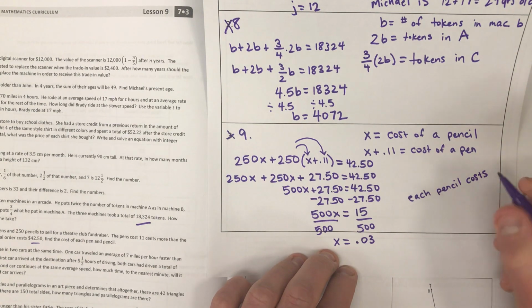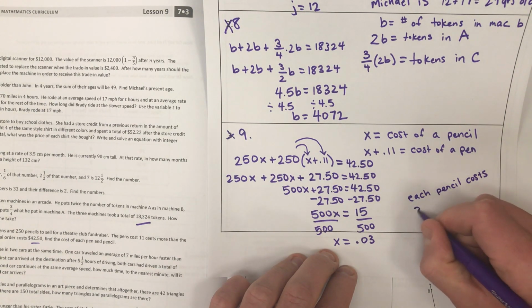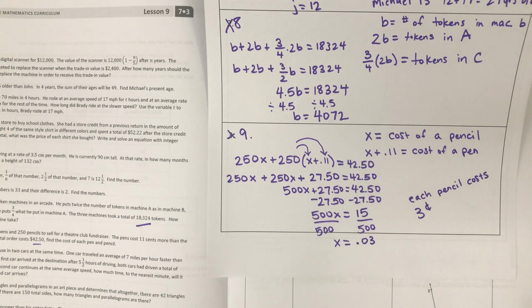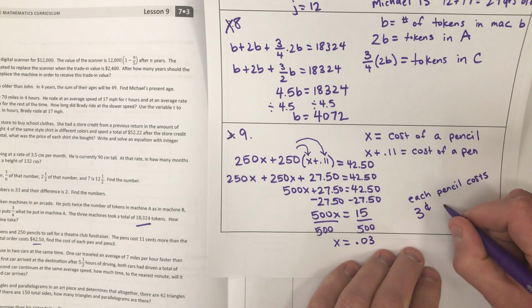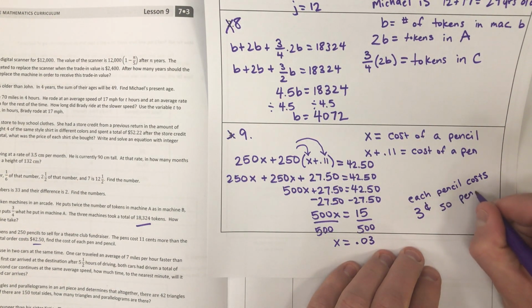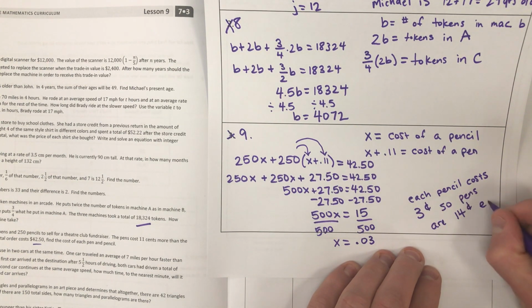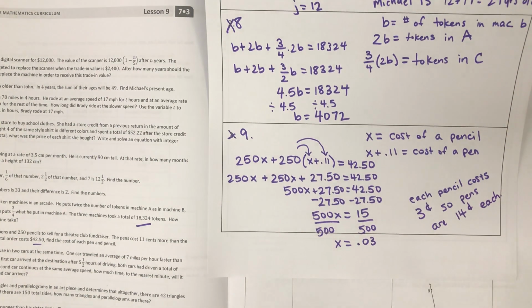I could write it as $0.03, or I could write it as 3 with the cent sign. I think I usually do the $0.03. So just to mix it up, I'll use the cent sign today. And that means that the pen is 11 cents more than that. So pens are 14 cents each. All right, I'm gonna leave the rest up to you. That's it.